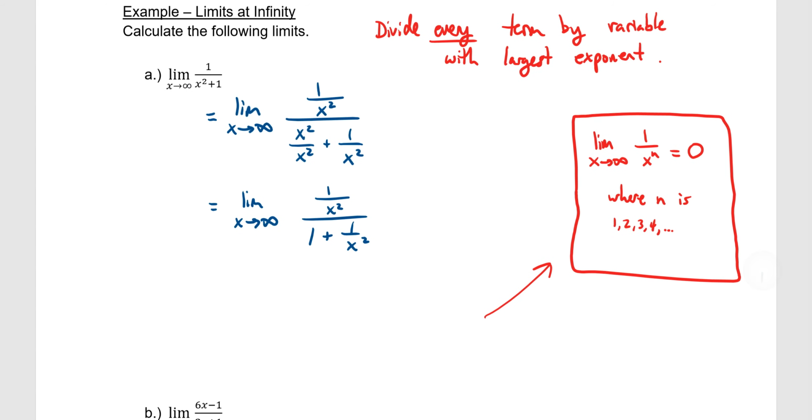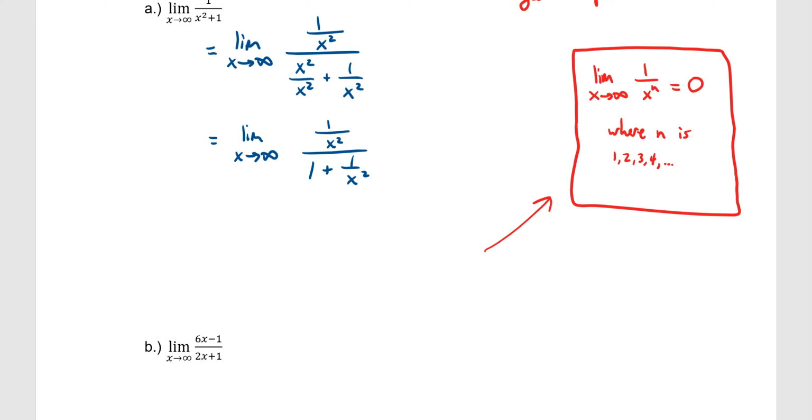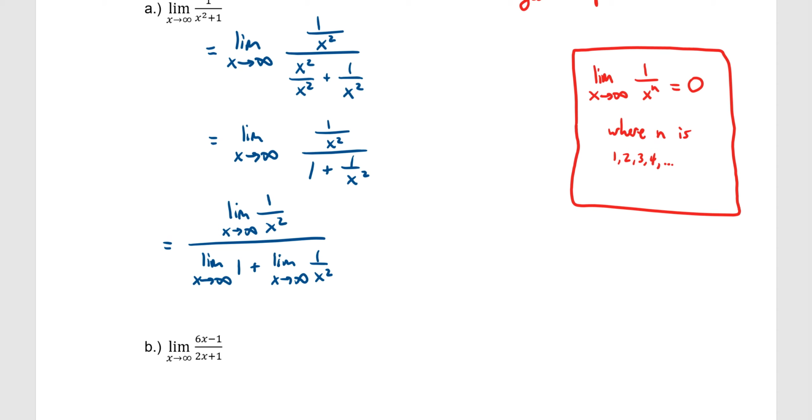This is going to be equal to the limit. We're going to put the limit in the numerator. And then we're going to put the limit in the denominator with each term in the denominator. So the limit as x approaches infinity of 1 plus the limit as x approaches infinity of 1 over x squared. Okay, so now we're going to evaluate these separately.